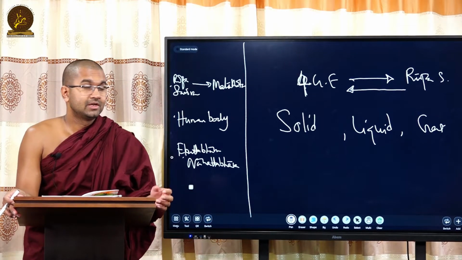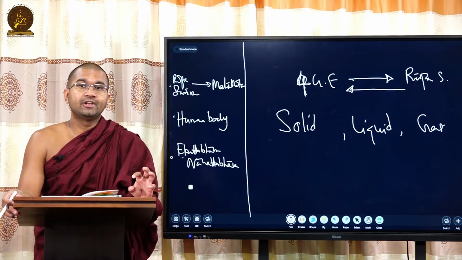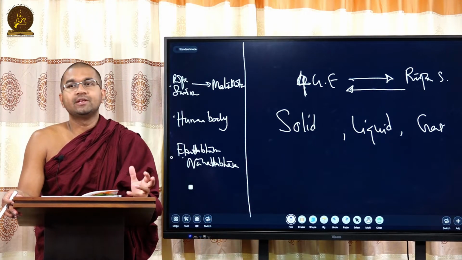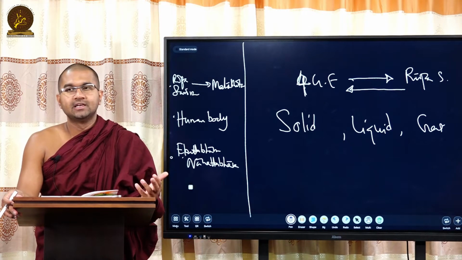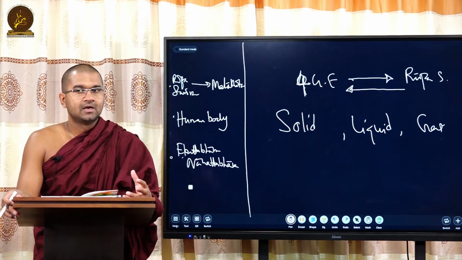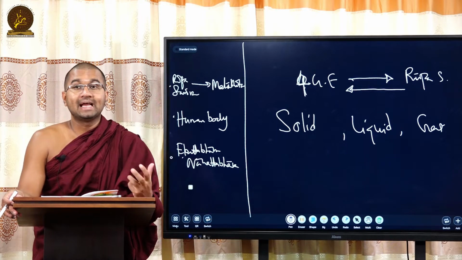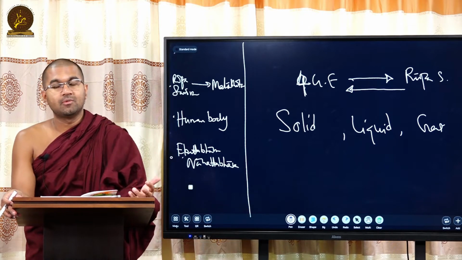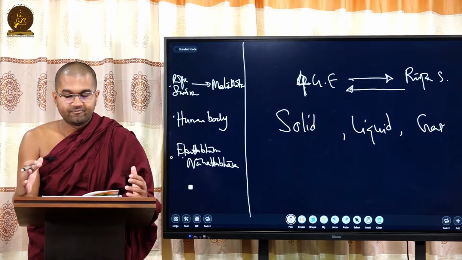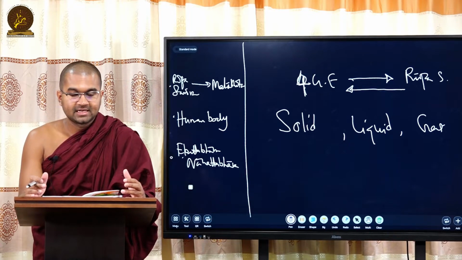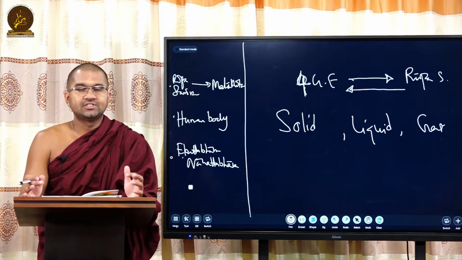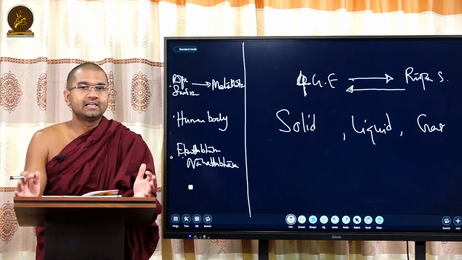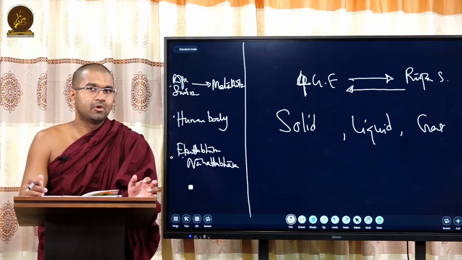Right? So we should be able to know how to figure out the 4 great elements in a liquid, even in a solid, for instance the bones. How do we understand the 4 great elements in a bone? And how do we understand the 4 great elements in a gas, which can be found in our body? Likewise, we should have the ability, the skill, to differentiate the great elements in any given physical body, a material body.